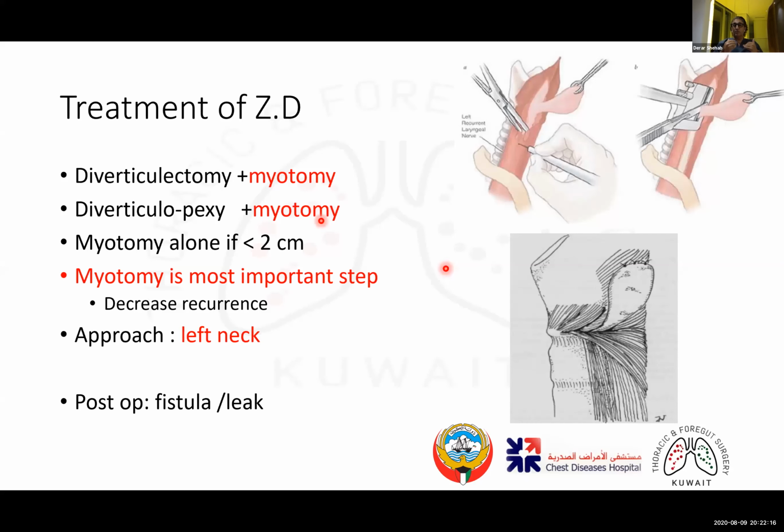Before you resect the pouch, you have to complete your myotomy. So what you need is basically 3 to 4 centimeters distally, or 2 to 3 centimeters approximately. With this, you will conclude your surgery.